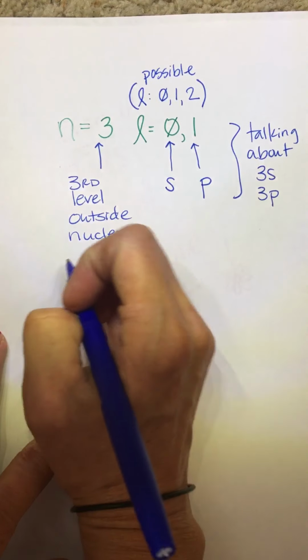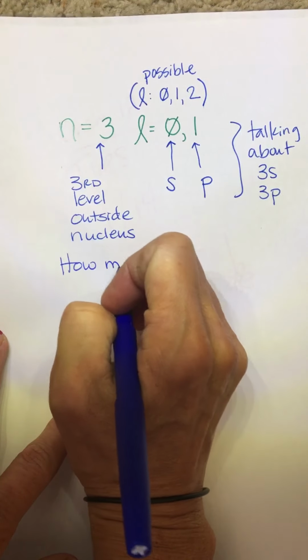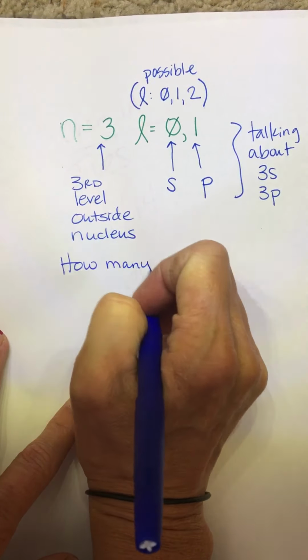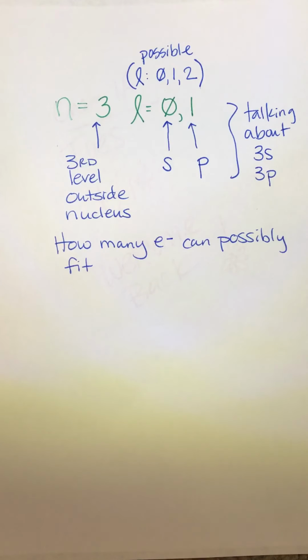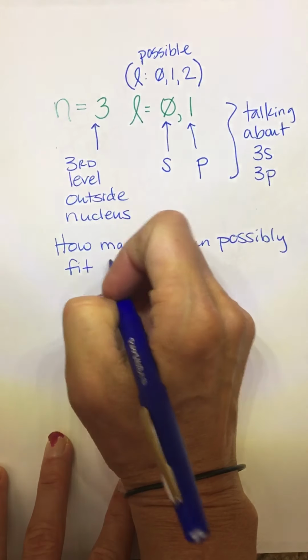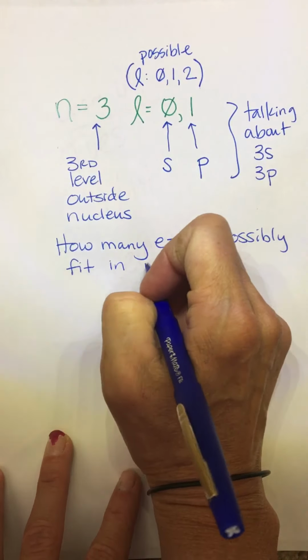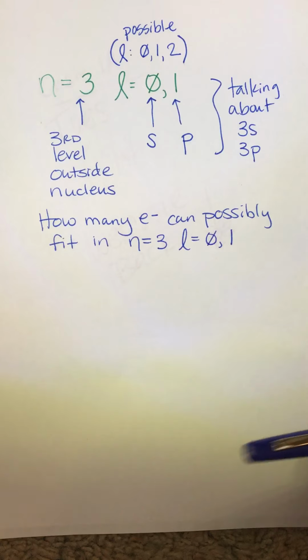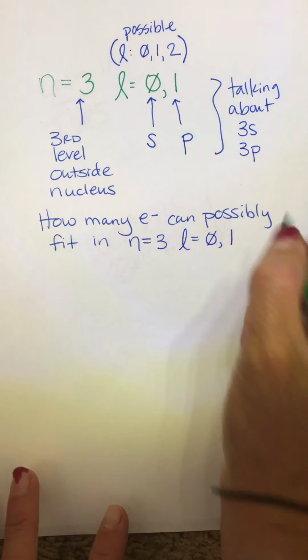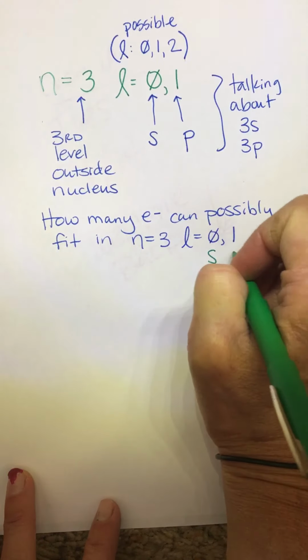Here's another question for you. How many electrons can possibly be found in this quantum number set? n equals 3, l equals 0 and 1. That means we've got to know how many orbitals exist for each of our shapes. Again, this was our s and this was our p.